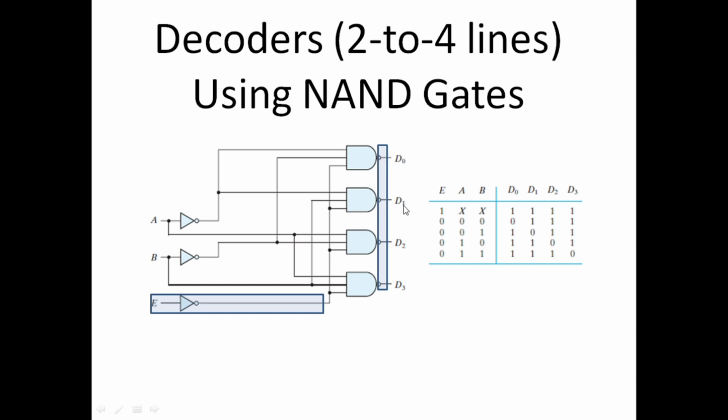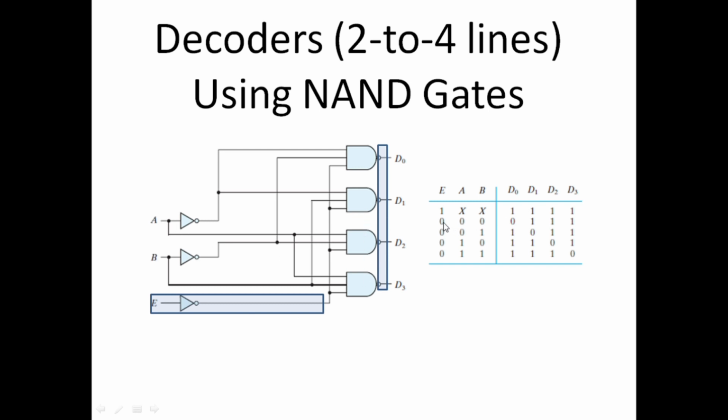So D0 would be 1, D1 would be 1, D2 would be 1, D3 would be 1. So whenever the enable input is 1, regardless of the two inputs A and B, the output would be 1. So whenever enable is 0, we would get 1 here, and the output of these AND gates would depend on the input A and B.